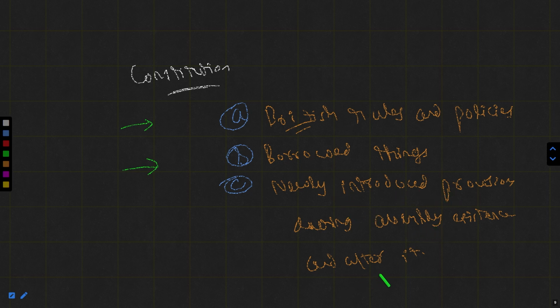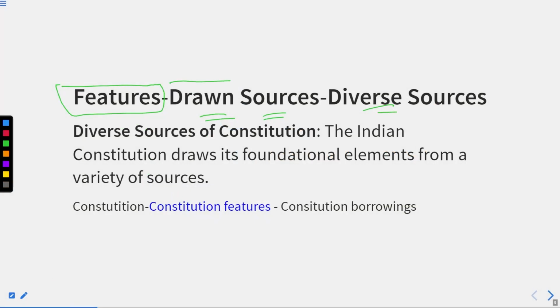Okay, and after it means after the enforcement of the constitution, we have made some changes also, through the amendments and newly introduced articles. So these three things all together make up the constitution: British rules and policies, borrowed things, newly introduced provisions during assembly existence and after it. Got it? So remember, drawn sources means from where we have drawn the sources to make our constitution.